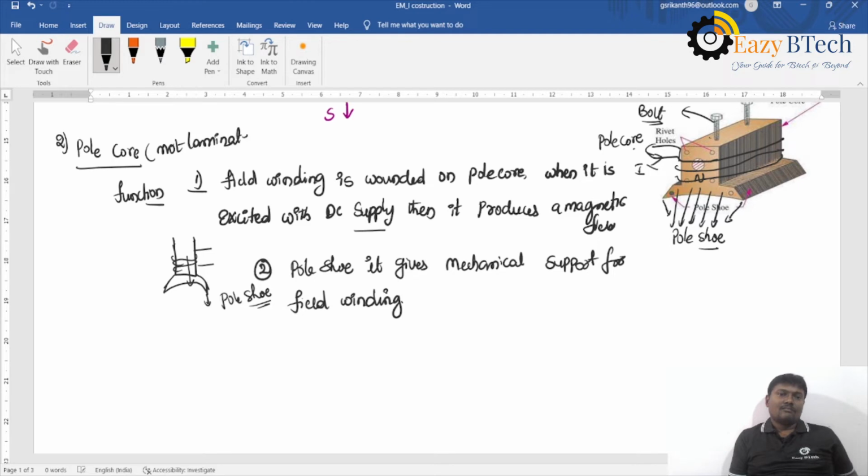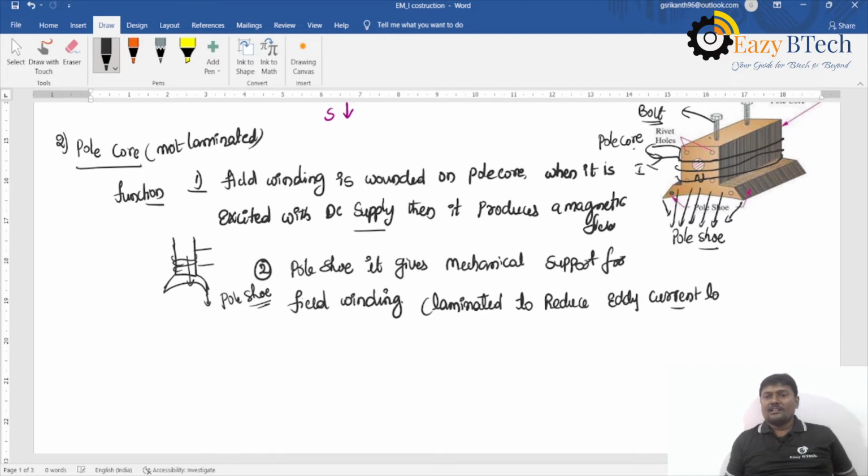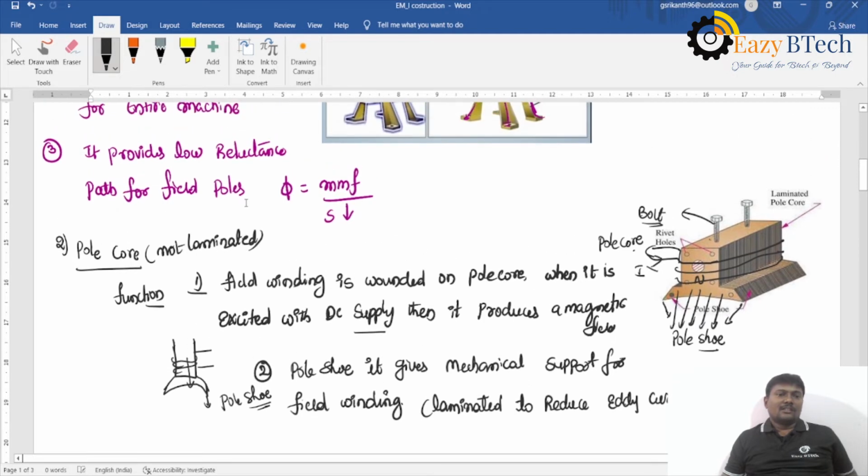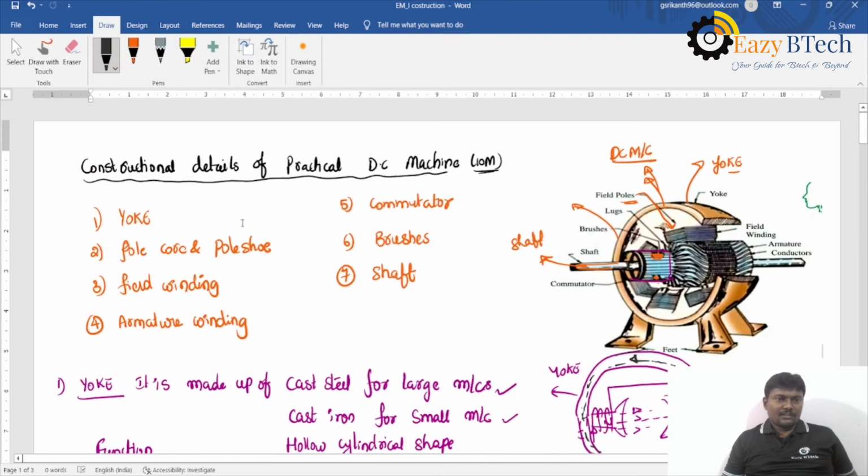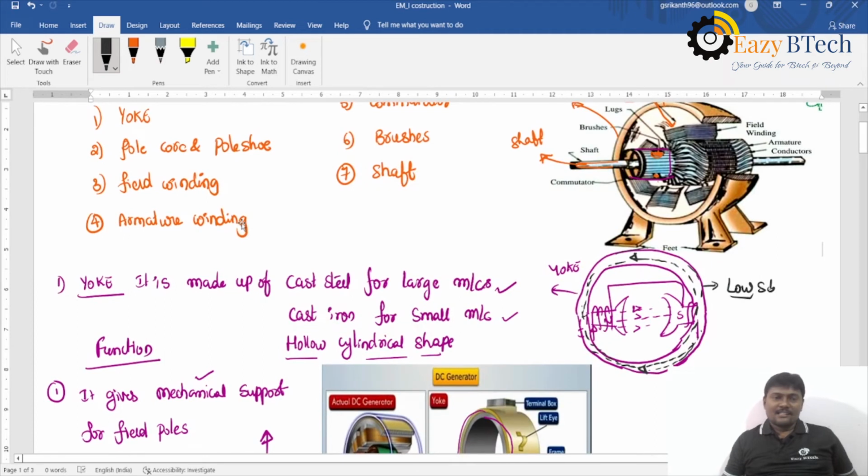Generally, the pole core is not laminated, but the pole shoe is laminated to reduce eddy current losses. We will discuss what eddy current losses mean once we reach the armature core. And this is about the pole core and pole shoe.